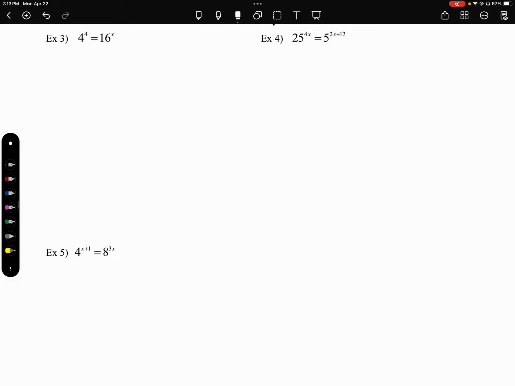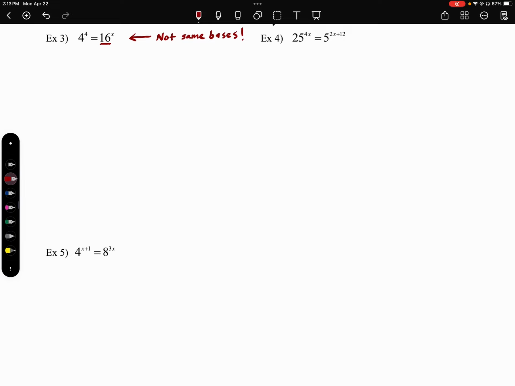We've got 4 to the 4th power, and that is equal to 16 to the power of x. So as we look at this here, bases are not the same. So these are not same bases, which means we need to change one of them or both of them sometimes. We haven't gotten to those examples yet, but right now I'm going to look at 16.